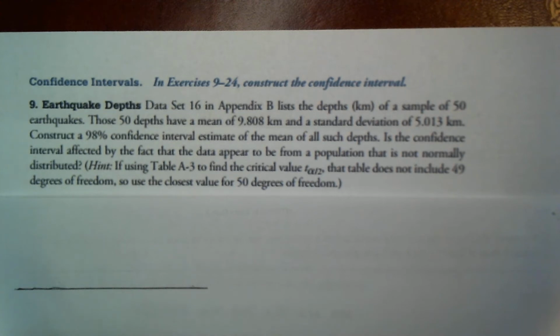So let's look at exercise number 9 about earthquake depths. They're referring to data set 16 in Appendix B, which is irrelevant here. It lists the depth in kilometers of a sample of 50 earthquakes. Those 50 depths have a mean of 9.808 kilometers and a standard deviation of 5.013 kilometers. Construct a 98% confidence interval estimate of the mean of all such depths.